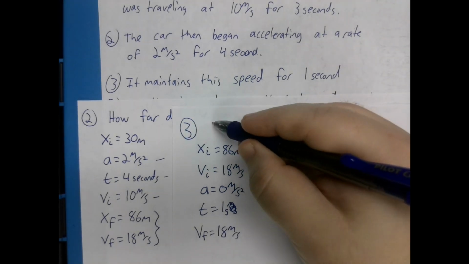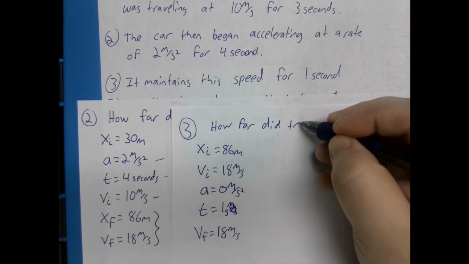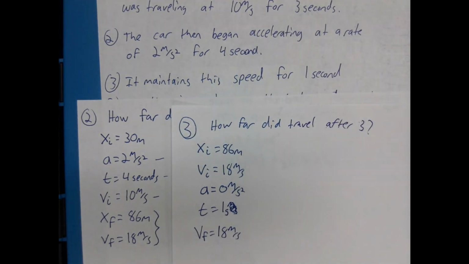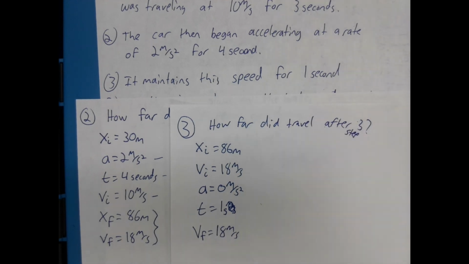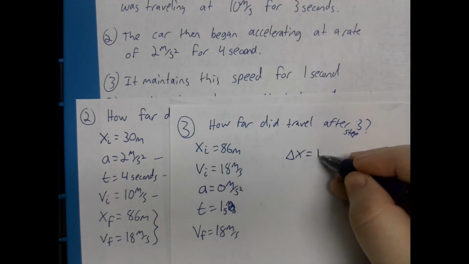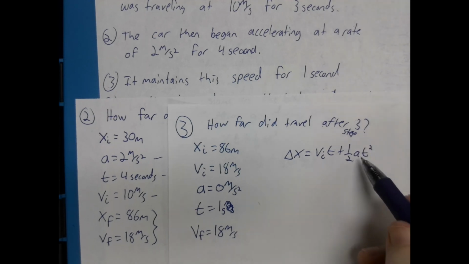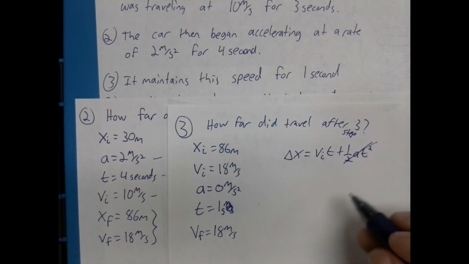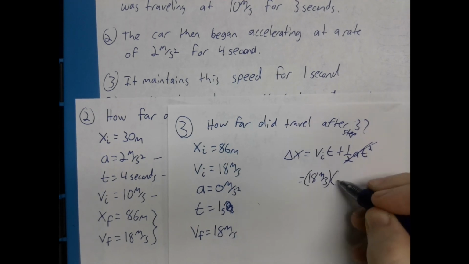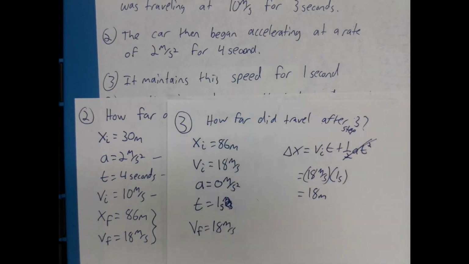So now, how far did it travel after step 3? So again, we can do delta x is equal to vi times t plus 1/2 at squared. Note, because a is 0, we don't have to worry about this. So that'd be 18 meters per second times 1 second. So we changed by 18 meters.